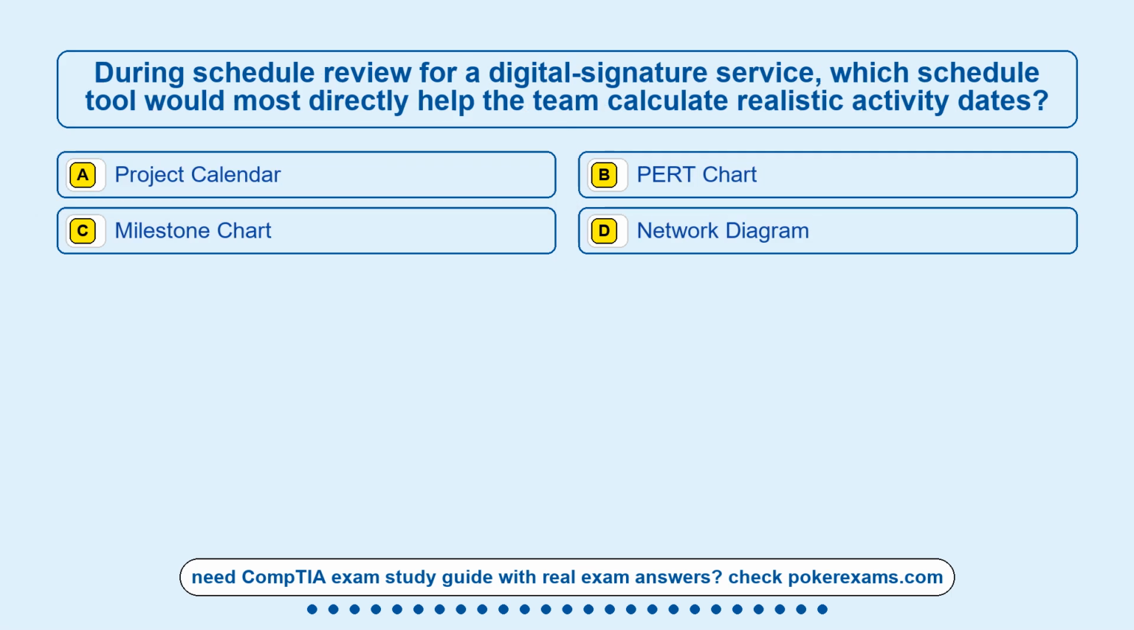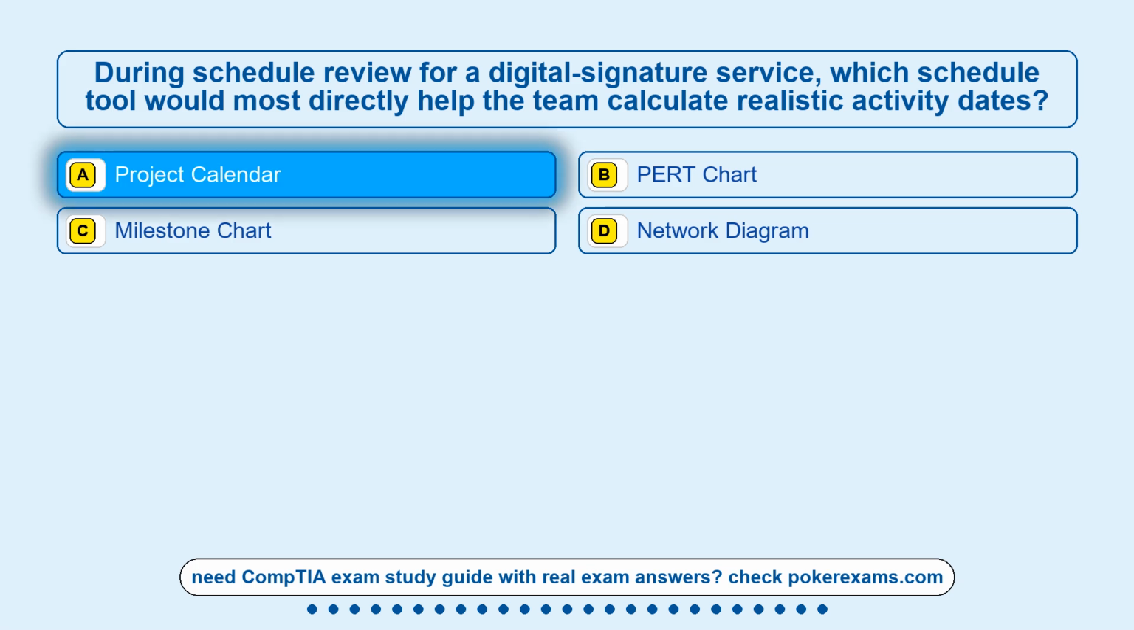Question 20. During schedule review for a digital signature service, which schedule tool would most directly help the team calculate realistic activity dates? Option A, project calendar. Option B, PERT chart. Option C, milestone chart. Option D, network diagram. The correct answer is option A, project calendar.